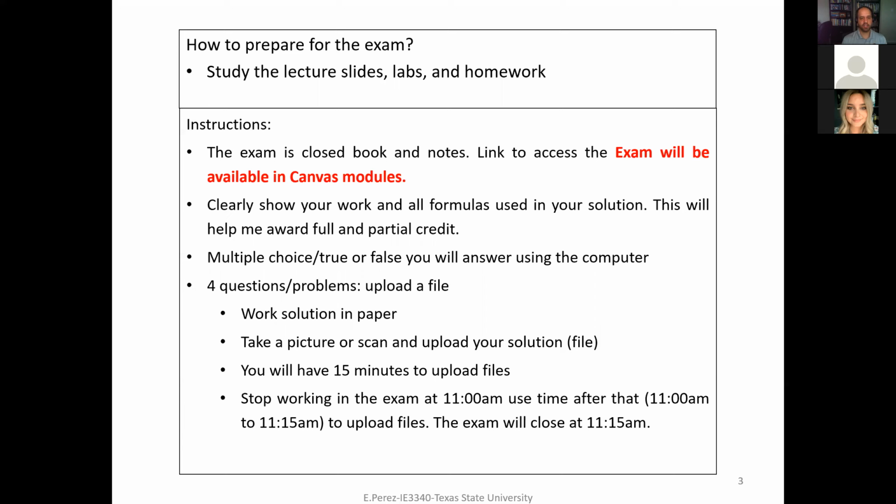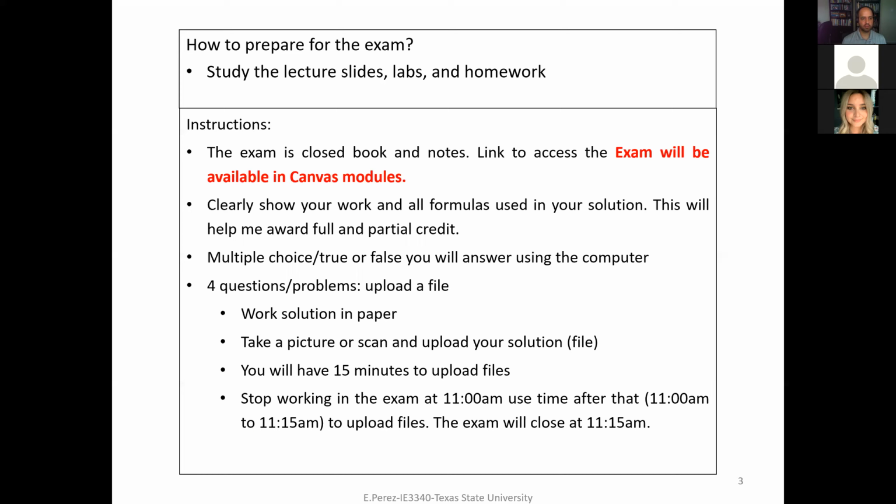Instructions: the exam is going to be closed books and notes. So again, this slide right here in terms of the format and the instructions are similar to the instructions that you followed for the first exam, which I'm very happy about because I didn't see anyone facing any issues. I was able to get all the exams and everything in order, so that was good. Again, the exam is closed book and notes. The link to access the exam will be available in Canvas. So on Wednesday, you'll go to modules and you will have access to the exam.